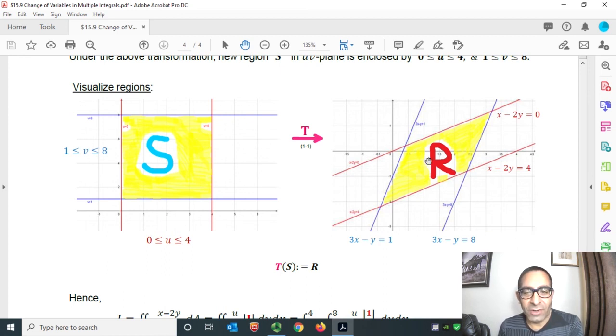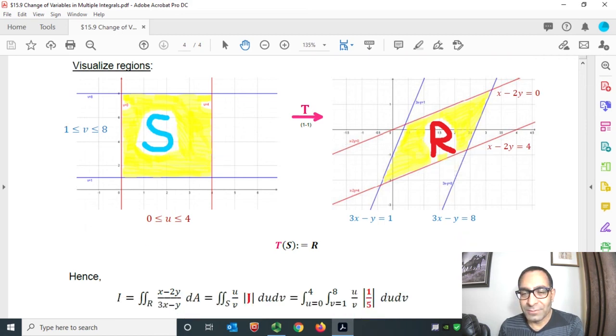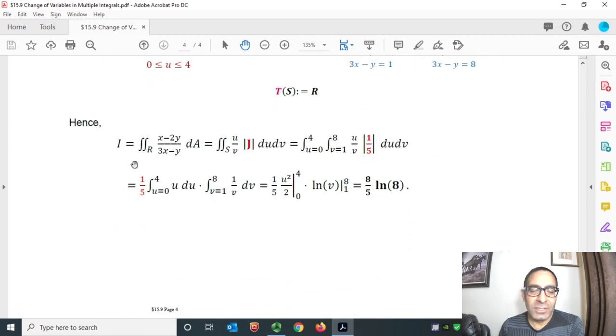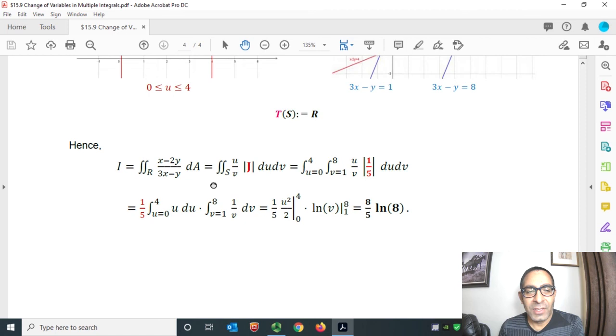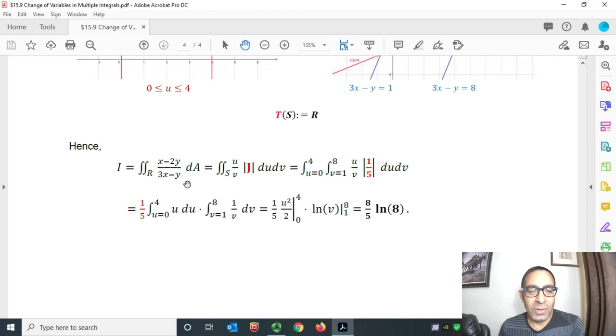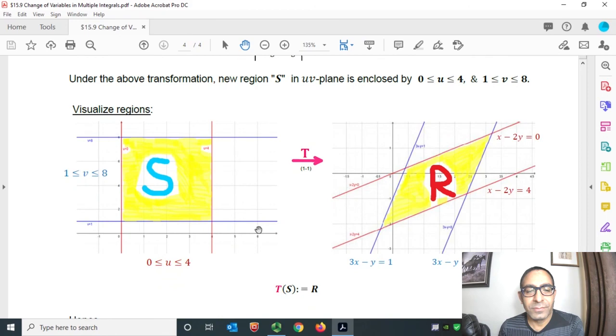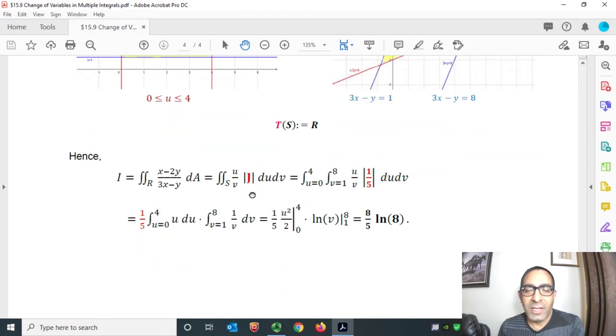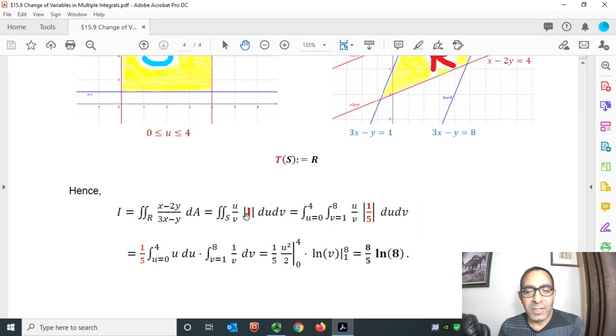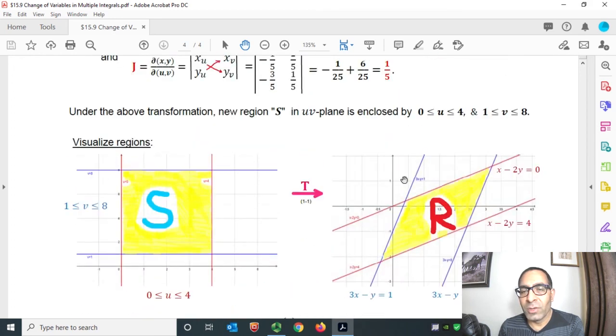So now instead of integrating over this region in the xy plane, we integrate over the S region in the uv plane. The S region looks simpler than the R region. Let me scroll down. Hence, the given double integral of (x minus 2y) over (3x minus y) over R becomes the double integral over the new region S. x minus 2y is u, 3x minus y is v. That's what we substitute here. Then we multiply by the absolute value of the Jacobian times du dv. The integrand function is u over v, and the Jacobian is 1/5 that we computed here.